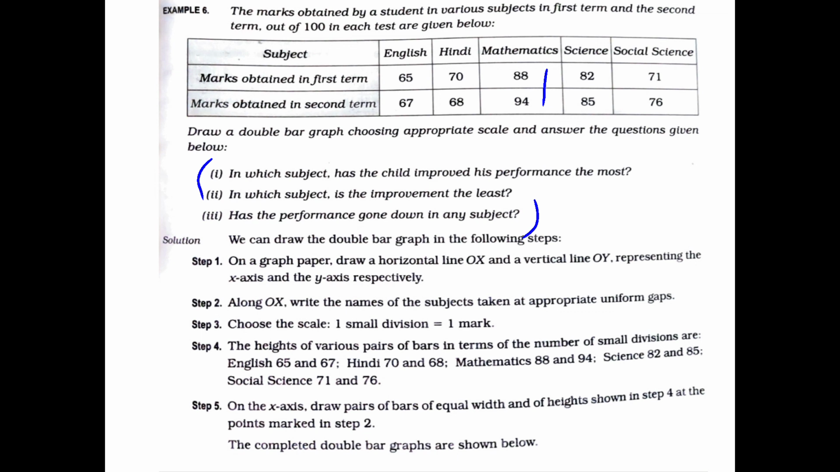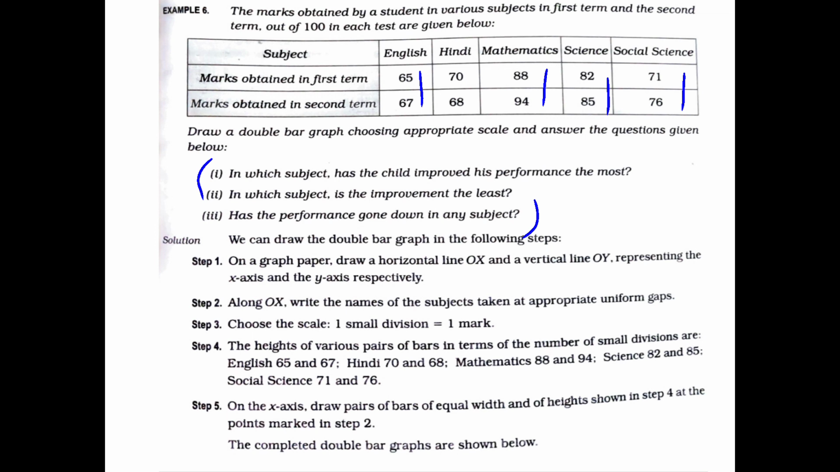Then the second question: in which subject is the improvement the least? That is English, because he increased only 2 marks. In the others, 3 marks increased, here 5 marks increased, but here only 2 marks increased. So English is the subject with the least improvement.